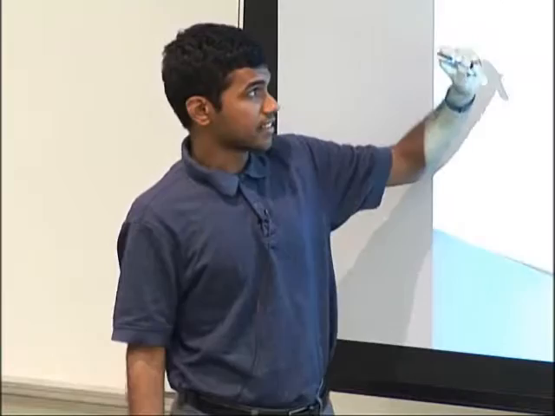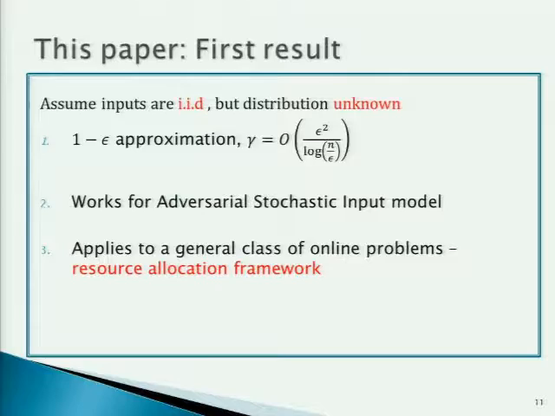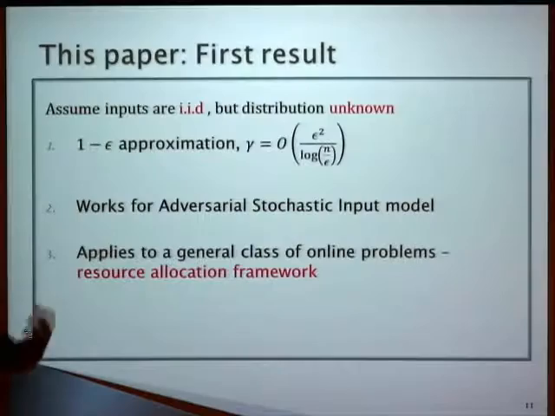So this is like the minimum one could ask for. At least the optimal algorithm should, in expectation, do as well as the target. If that is true, then however skewed the distributions may be, as long as the expectation is true, all our algorithms work and our 1 minus epsilon results hold. Okay. So that is the adversarial stochastic input model. Just to recall, in this adversarial stochastic input model, for the resource allocation framework, we have this 1 minus epsilon with the best dependence on bid-to-budget ratio possible.